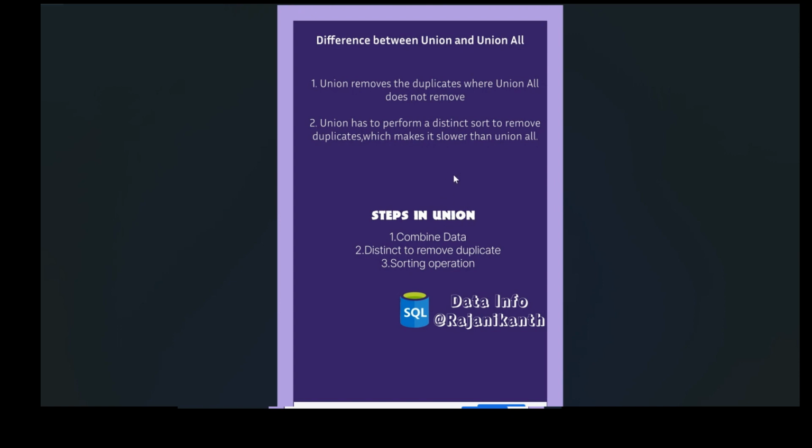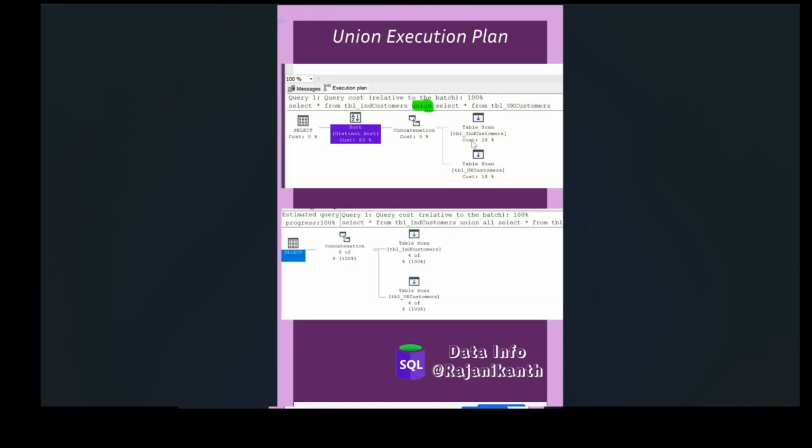But when you don't have duplicates, then go with union all from the performance point of view. Based on your requirement, you can use union or union all. This is the execution plan. As I told you earlier, the first screenshot will represent the union execution plan, and the second one will represent union all. In union all, you won't see that extra step, but in union, you will see that sorting and listing.